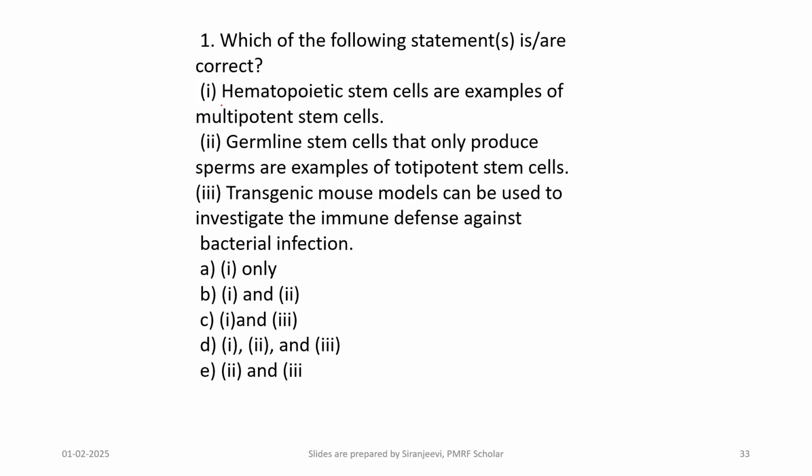Okay, so the first one is correct because hematopoietic stem cells will give a certain set of cells. And germline stem cells that only produce sperms, that is not correct because the zygote will also be there, the egg will also be there. So that's why it is not an example of totipotent stem cells. And transgenic mouse models can be used to investigate the immune defense against bacterial infection, that is also correct, which means option C is correct. 1 and 3 are correct.